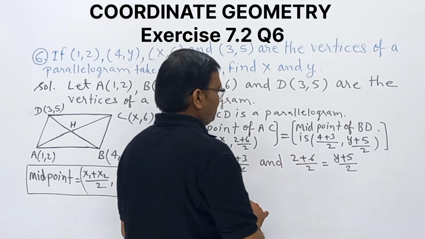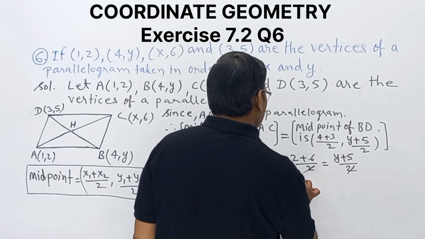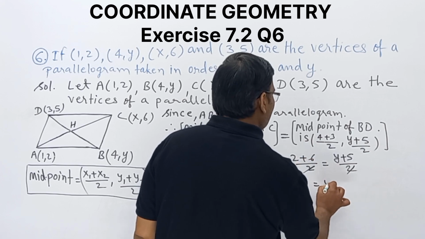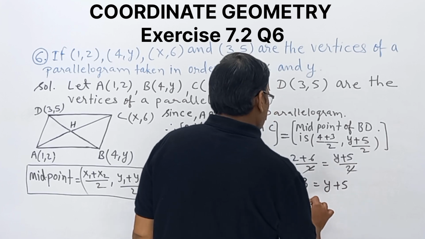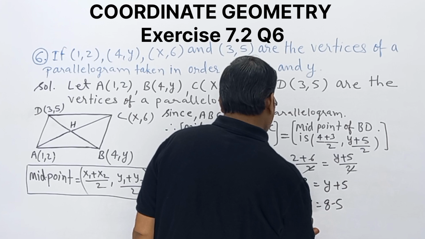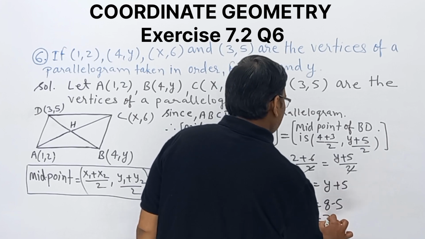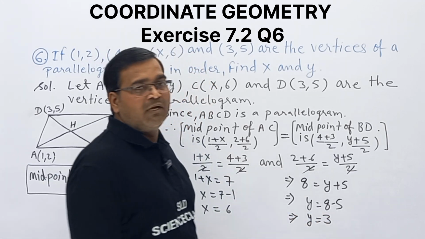Now for this one, again the denominators cancel. Solve for y. 2 plus 6 is 8, equal to y plus 5. So y equals 8 minus 5. So what is the value of y? y equals 3. So x equals 6 and y equals 3.